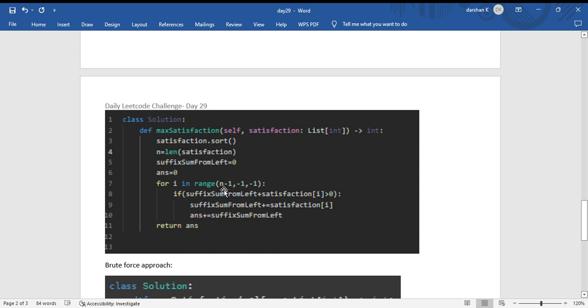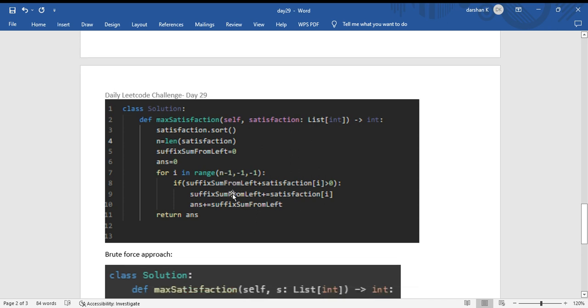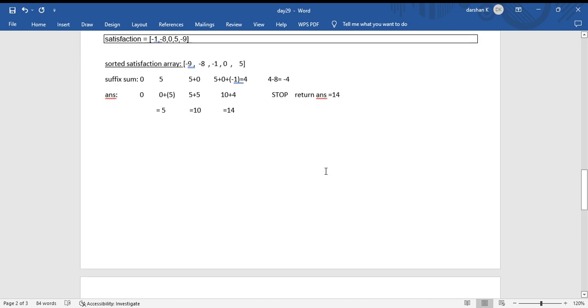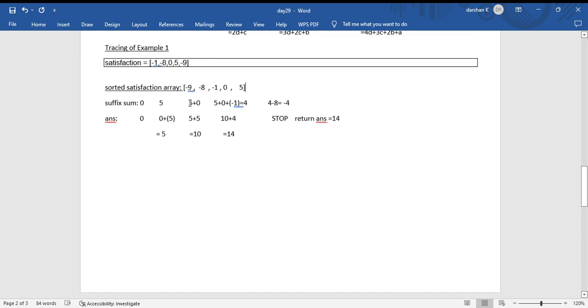For i in range, I'm starting from the rightmost part, which is the n minus 1th index. It will go till the 0th index in a reverse way, which is minus 1, right? Whenever I'm writing minus 1, that means it will stop at the next value, which is 0. So what I'm doing, I'm adding suffix sum from right plus satisfaction of i. The suffix sum is the existing value plus the current value at that index.